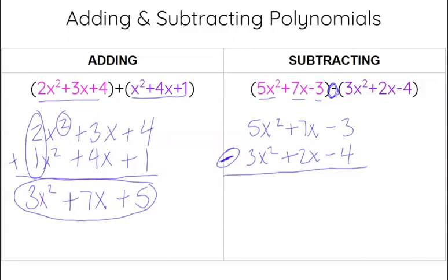So 5x squared minus 3x squared. We have 5, take away 3 is 2. And then we have 2x squared. And then we have 7x and 2x. But remember, we are subtracting those. So even though these plus signs are here, they are just saying those are positive numbers, and we are subtracting them. So we do 7, take away 2, which is positive 5x.